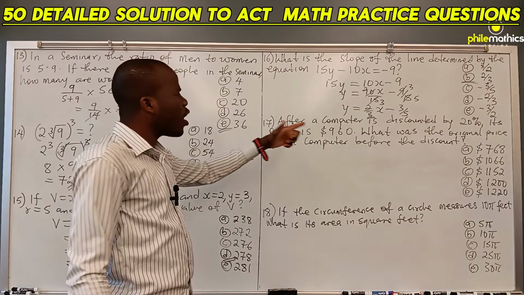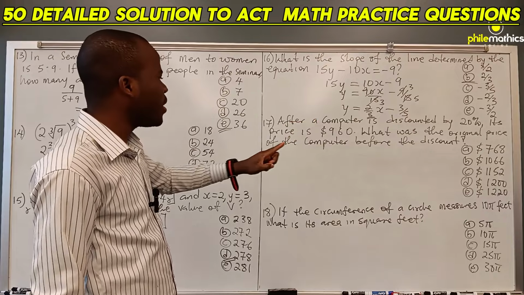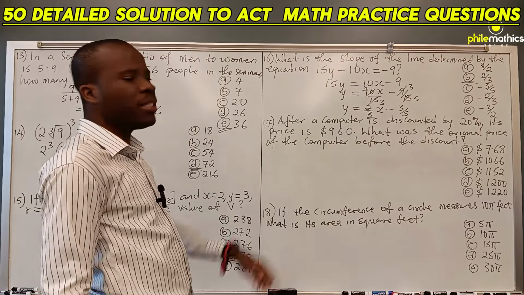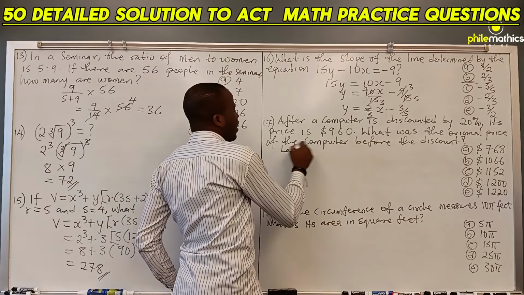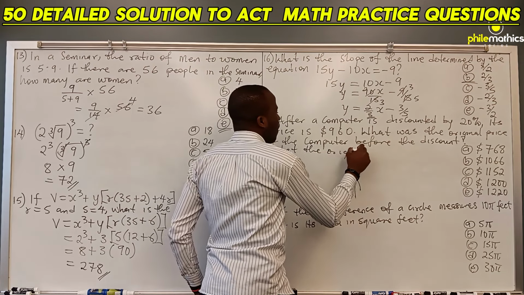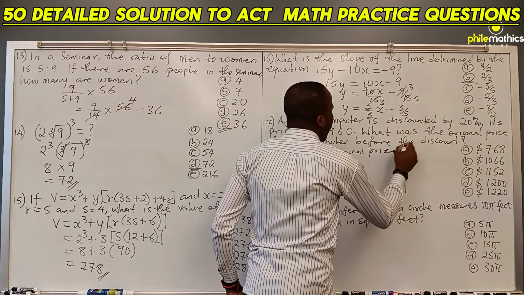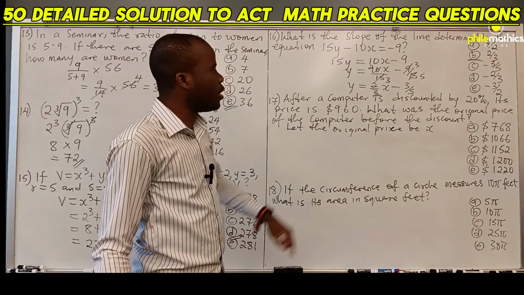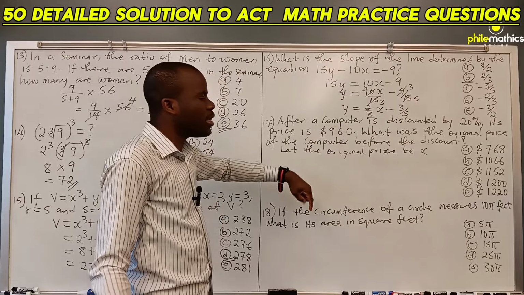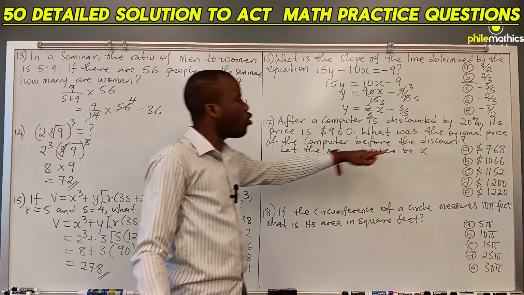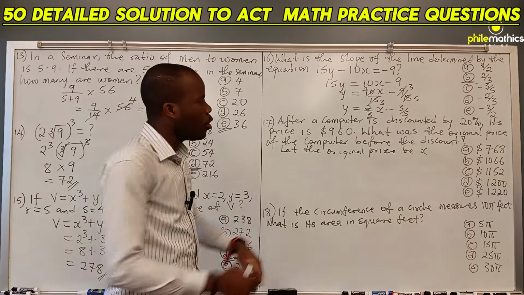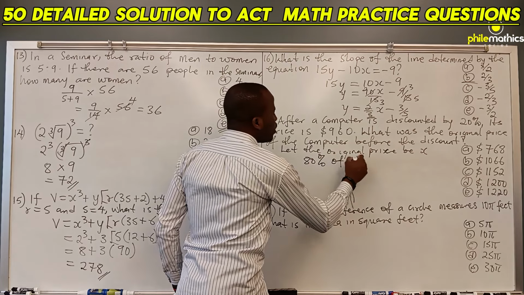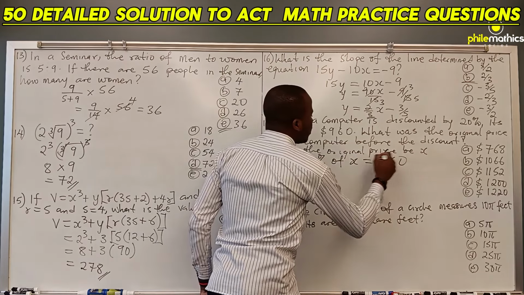Question 17 says, after a computer is discounted by 20%, its price is 960. What was the original price of the computer before the discount? Let's start by saying, let the original price be X. 20% discount of this gives 960. If I subtract 20% from 100% and find 80% of X, it should give me 960. So 80% of the original price should give me $960.